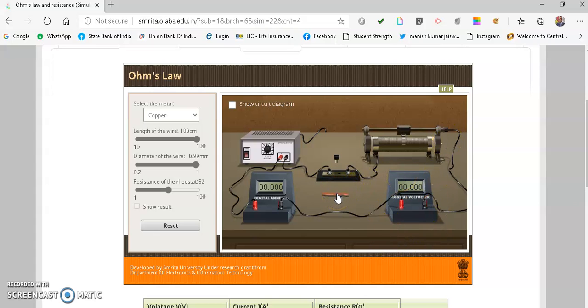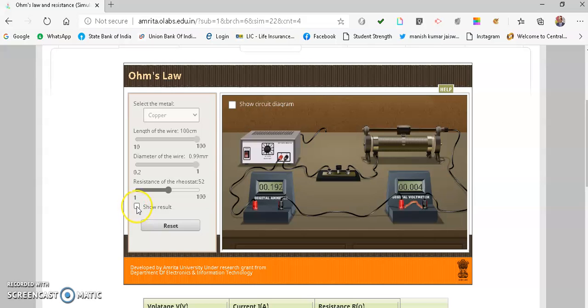Now we need to put this resistance wire. How will we put it? We'll pick it up and put it in between them. Why? Because the wire is in parallel, you all know, right? The wire is connected in parallel with the voltmeter, and we will insert the key. You will see the reading, and depending upon the potential, you can always find the reading here.